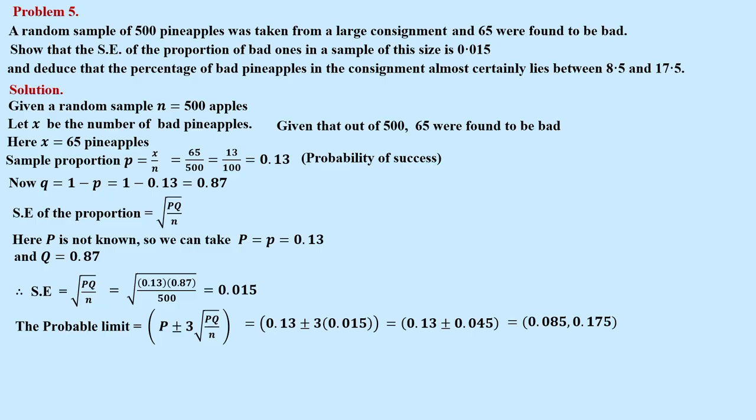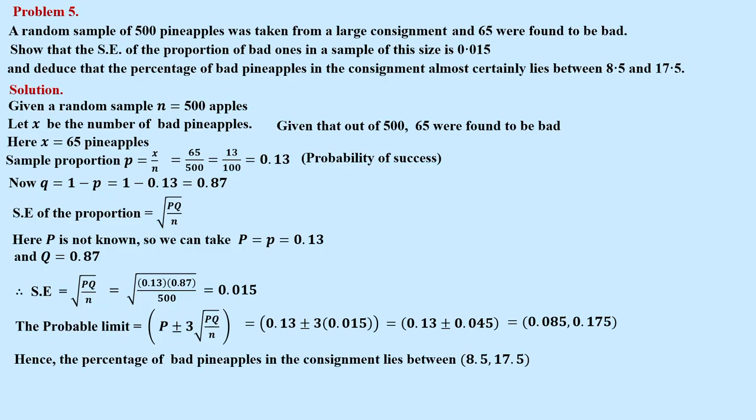So in percentage, multiply by 100, right? So the lower limit is 8.5 and the upper limit is 17.5. Hence the percentage of bad pineapples in the consignment lies between 8.5 and 17.5.